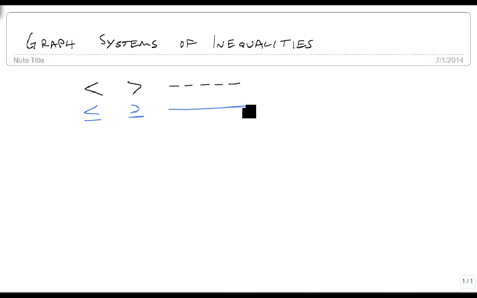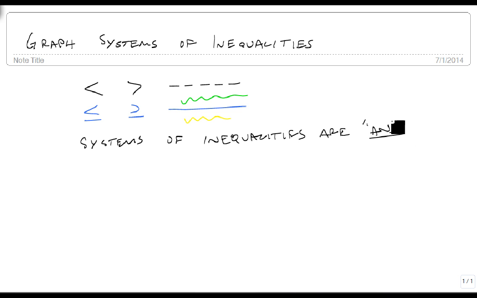And just like before, we're going to get our graph and we're going to shade on one side or we'll shade on the other, depending on whether that makes it true or not. And by default, all systems of inequalities are AND problems, meaning we only shade where both lines are shading, or if there's three lines, where three lines are shading, or however many lines there are. We can only shade the region that makes every piece true.